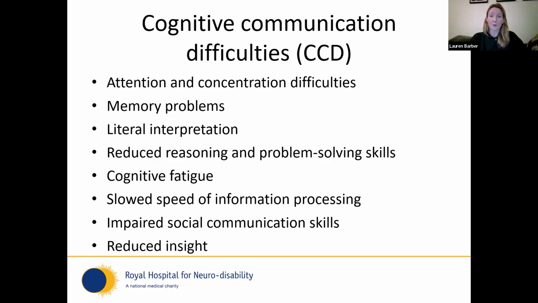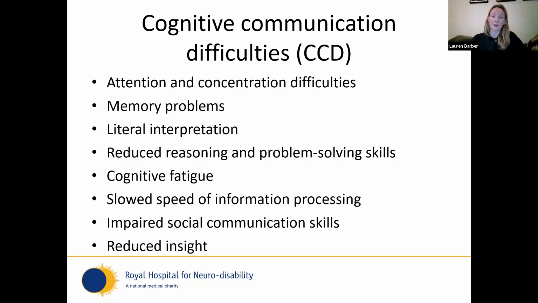They might interpret what you're saying very literally. So it could be that they don't understand humor, or they might not understand jokes. They might not be able to problem solve or come up with sequencing. So if you said to them, how would you make a cup of tea? Their sequencing might be really out of order. They might not actually be able to explain something that previously they would have done every day.